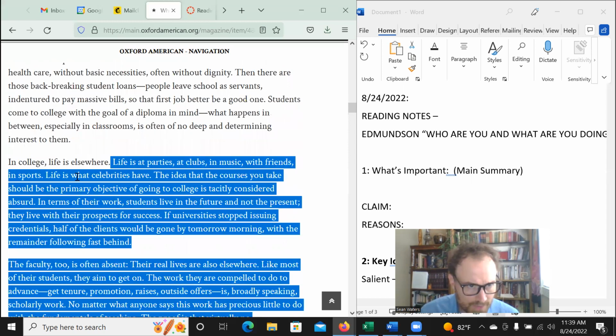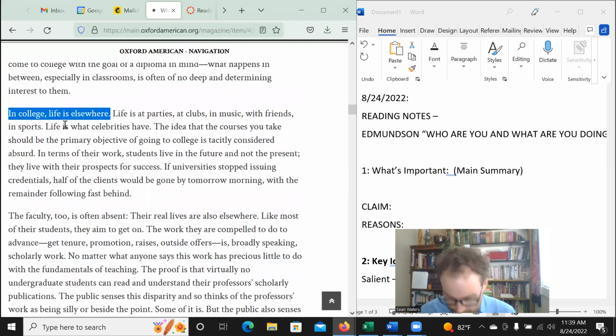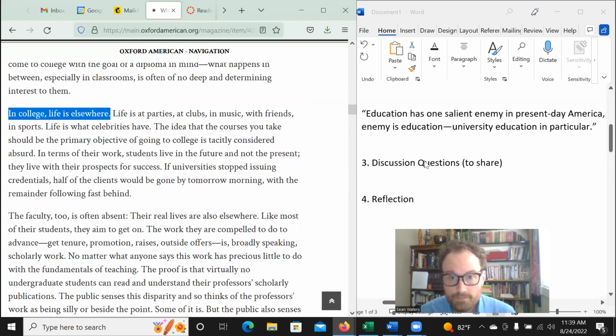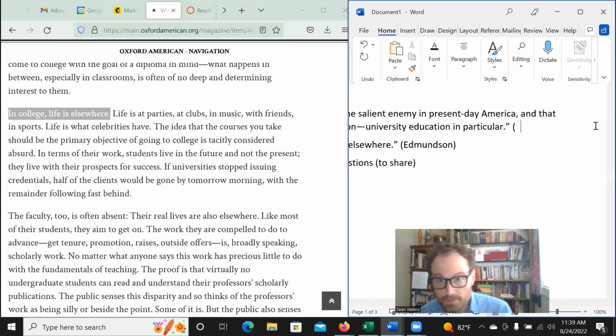In college, life is elsewhere. I might actually pull that one too. Each of these, just to make sure that my notes stay separate. There's no page numbers on this, so I don't need to put page numbers in my notes.